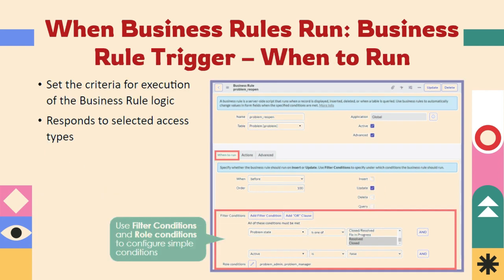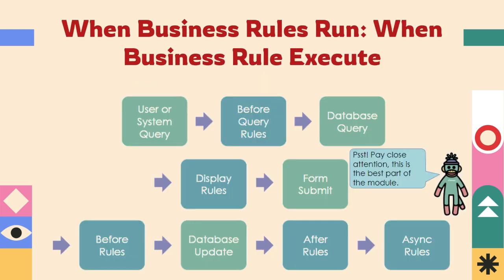Alright, then we can see further how we can add the conditions for when to run. We can define some criteria for execution of business rule logic, and we can select on what basis we have to execute this business rule. Suppose there is a problem filter condition where we can see problem state is one of resolved or closed, and there is one more condition like role. We can define the role on which this business rule will be executing.